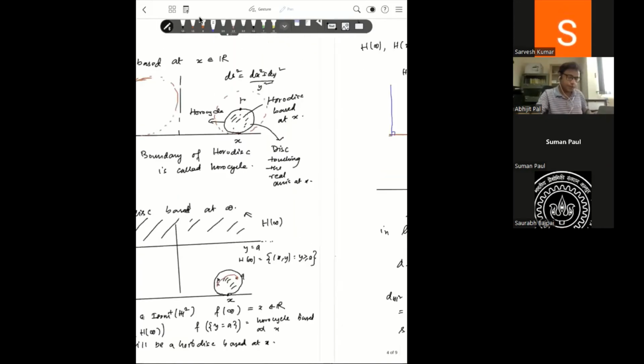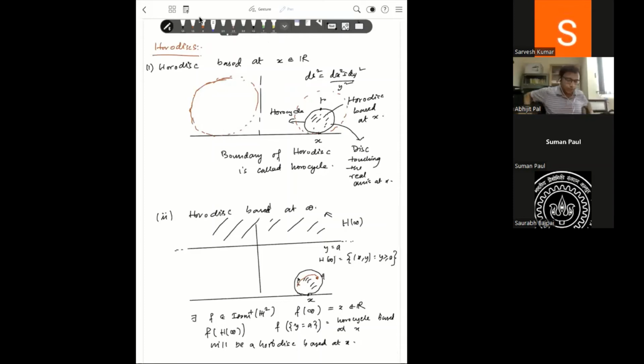So as I promised, I'm going to prove that triangles are slim in this hyperbolic plane. Before that, let me describe what we mean by horodisk and horocycles. First, let us take a point x belonging to R.